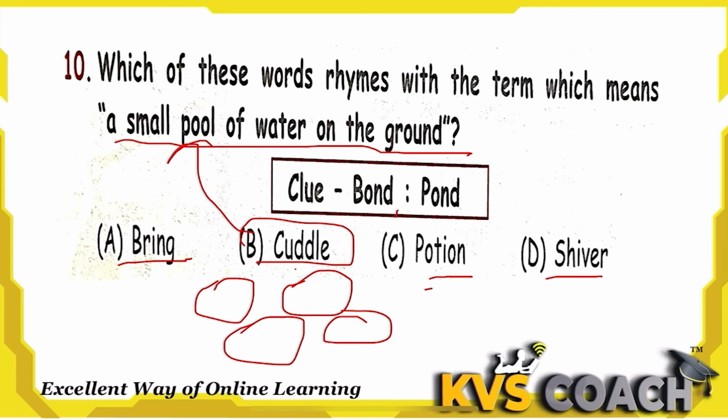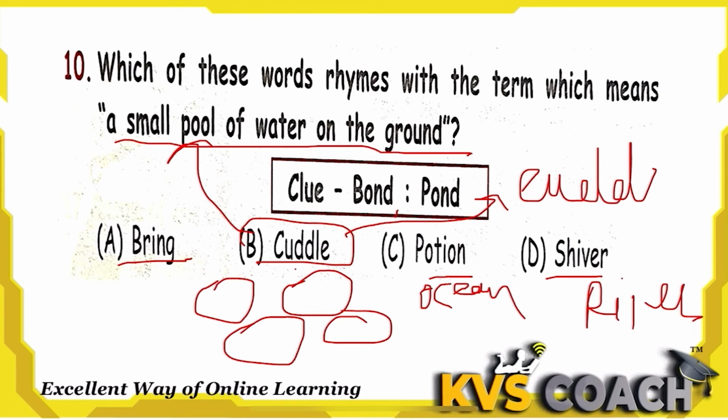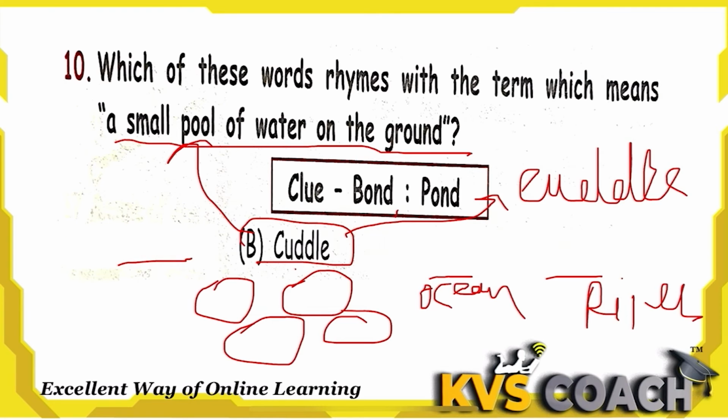Number 3, potion. Potion meaning is ocean. And shiver means a river. So, here the matching rhyming word is puddle, P-U-D-D-L-E. Option B is the right answer.